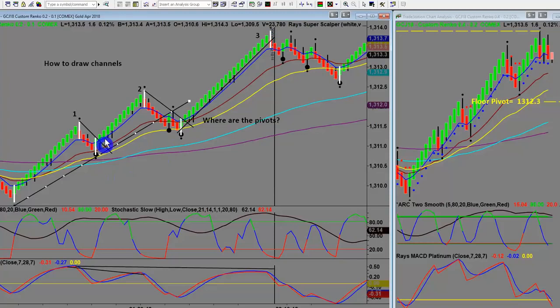Now we've got some added rules. You can see the white paint bar there. That's what we call the super scalper. So it's giving me an entry here, here, and here.